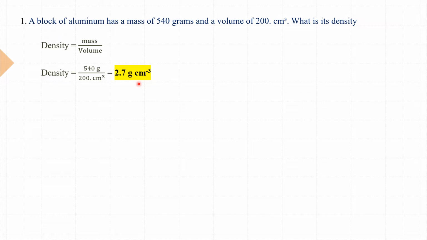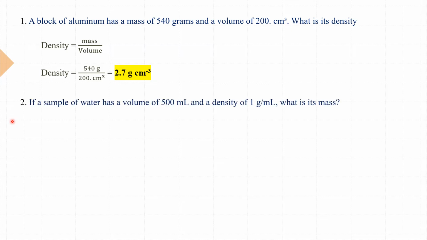Another thing is significant figures. In the given numbers, 540 has two sig figs, and the volume has three significant figures, with the last decimal place. This is a division. In a division we need to focus on the least number of sig figs. Then the final answer is 2.7, with two significant figures.